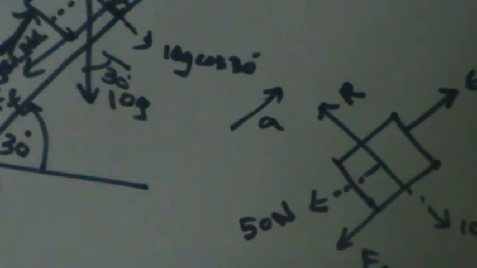Now I have been given mu equals 0.4. The question is asking what is the value of a. I'll take the direction of a positive up the slope and a negative down the slope. So to find the value of a, I need to find the value of R. If I put F equals ma in the direction perpendicular to this plane, I can find the value of R.